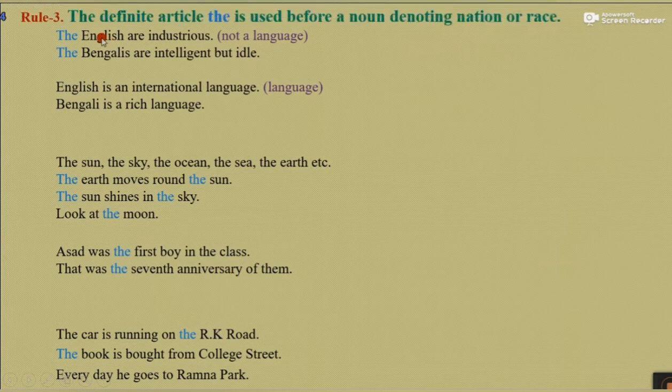Rule number 3: The definite article the is used before a noun denoting a nation or race. So if the noun denotes a nation or race, the is used before it. The English are industrious, not a language. The Bengalis are intelligent but idle. Here, the is used before English and Bengalis to mention them as a nation or race.